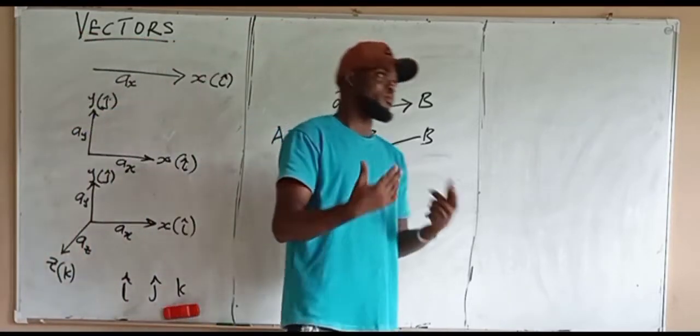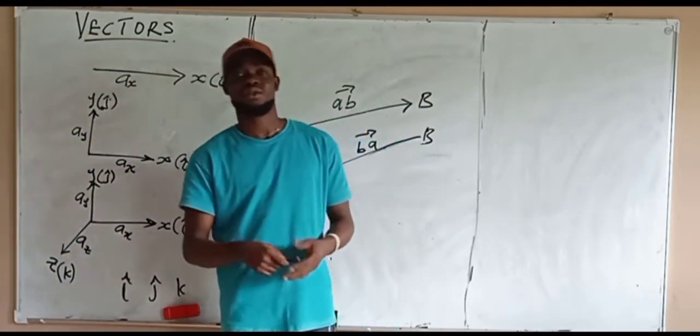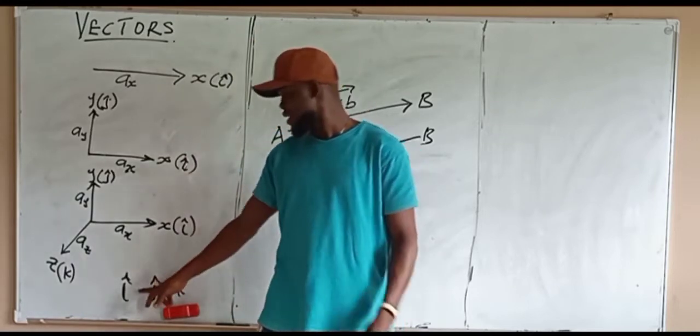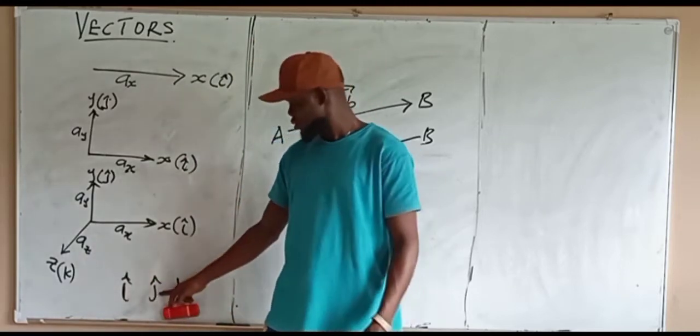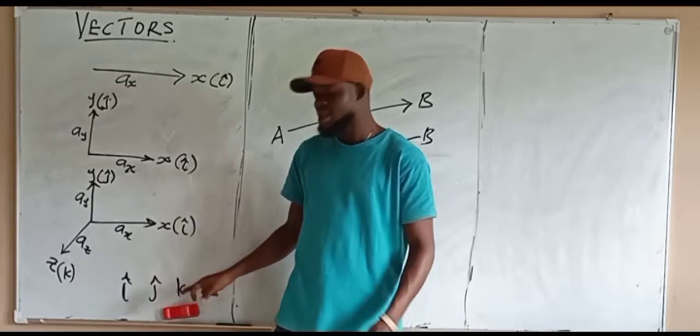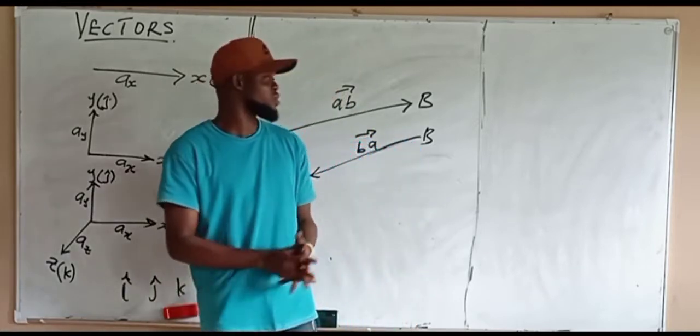We mostly use them to give directions to physical quantities. So any vector going to the I means go to the X, go to the J means go to the Y, go to the K means go to the Z direction. So please think of that, it's very important.